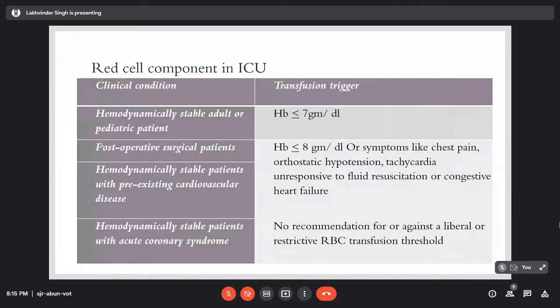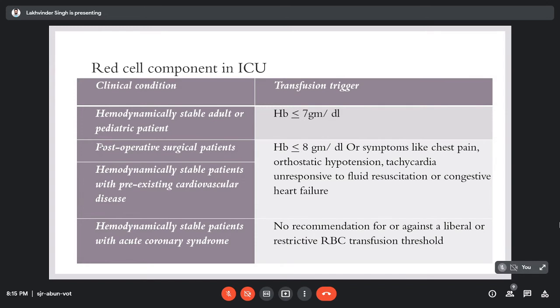Then coming to the red cell component in the intensive care unit, it's still the same as in any other patient. For a hemodynamically stable patient, less than 7 is the transfusion trigger, even in post-operative surgical patients who are in the ICU. Now there's a difference. Initially, I said a post-operative surgical patient, like osteoarthritis, who is stable and in the ward, you can even consider a trigger of 6 to 6.5.